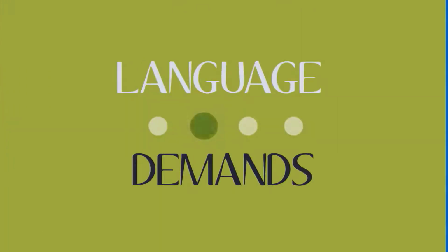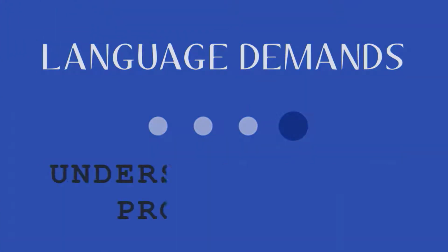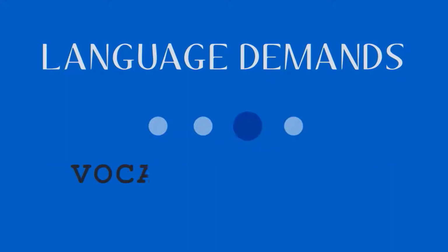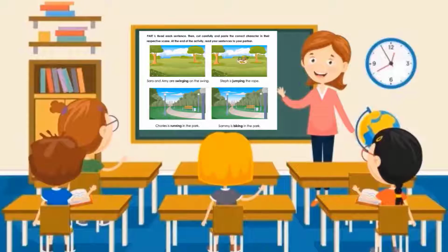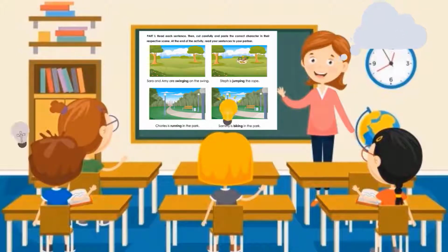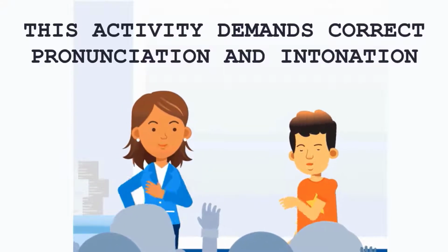Language demands vary with whether the language is spoken or written, understanding or production, extended talk or conversation, with vocabulary and grammar, with the genre, with the amount of L1 and L2. In the previous example, students are demanded to understand teachers' instructions, explanations, and feedback. Besides, this activity demands the correct pronunciation and intonation of the sentences.